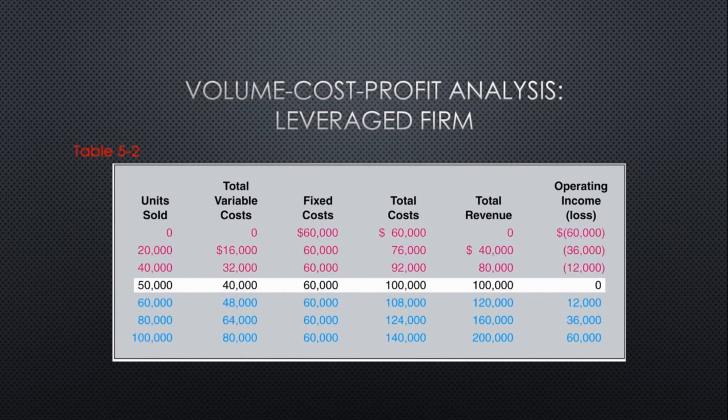Units sold is 50,000, total variable cost 40,000, fixed cost is 60,000, total cost would be 100,000, which is variable plus fixed. Total revenue is 100,000, giving us our break-even operating income of 0. From there you can see the different breakdown of variable costs and fixed costs, what our loss would be and then what our profit would be.